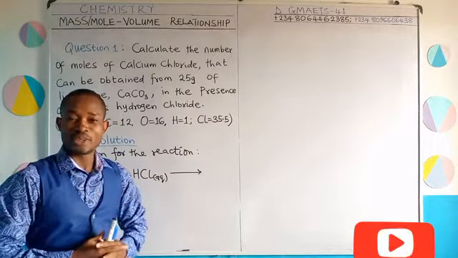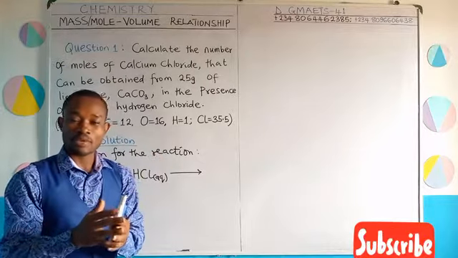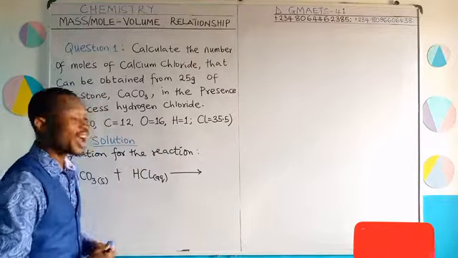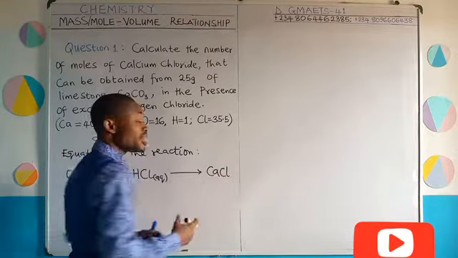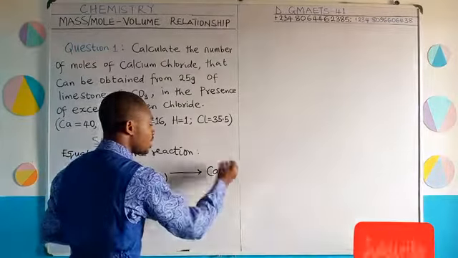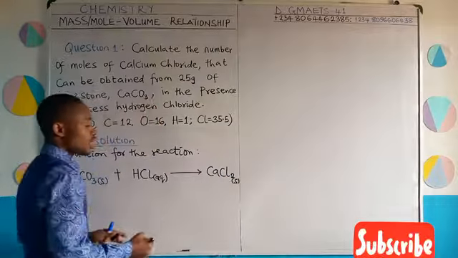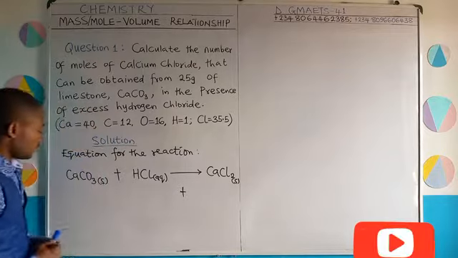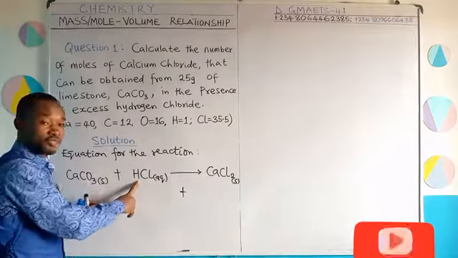Please visit our video on valency and you'll see how we can write the correct chemical formulae of a compound. I've taught you that from previous classes already. So we expect to get calcium chloride, and the correct chemical formula of calcium chloride is CaCl2. It is a solid.